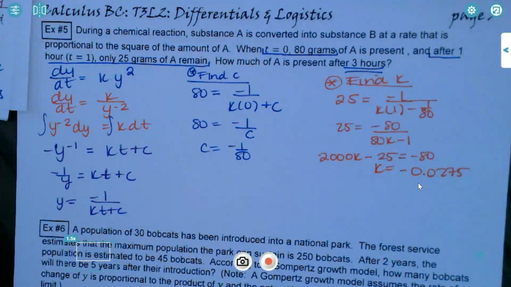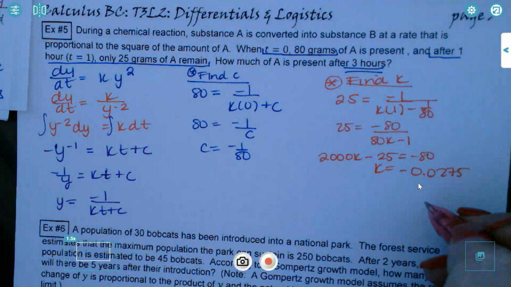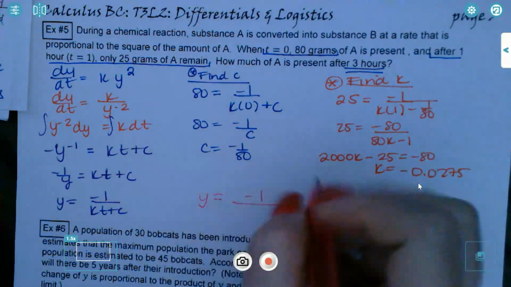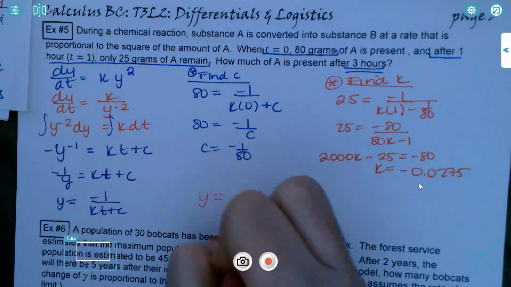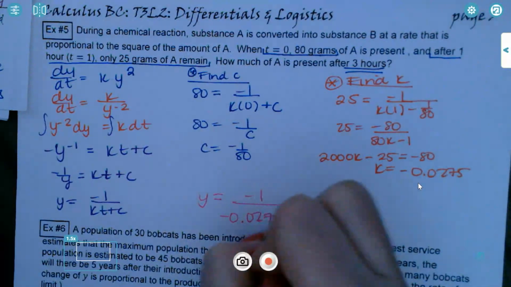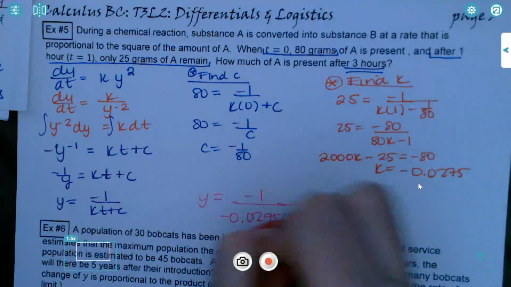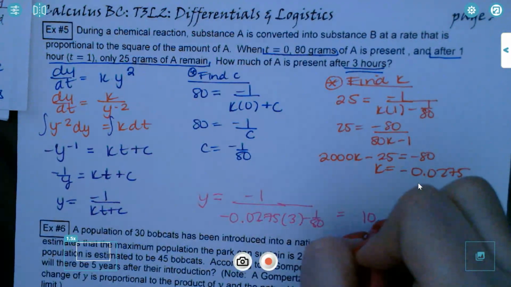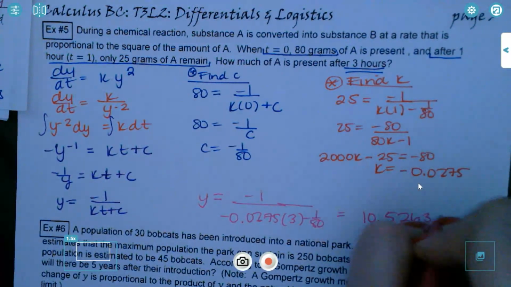They want us to find it for 3 hours. So just go back into our equation and plug that in. Negative 1 over, our k is negative 0.0275, or again, just use the value in your calculator, minus 1 over 80, and that's going to give me approximately 10.5263 grams.